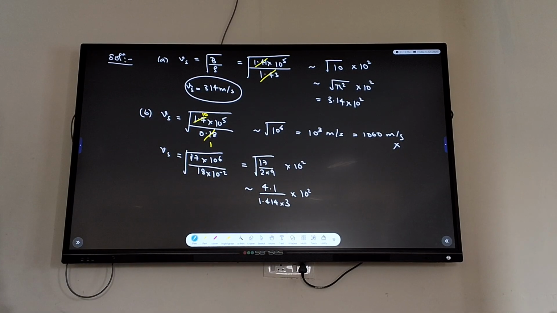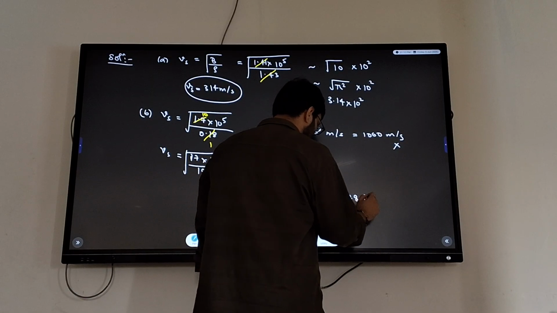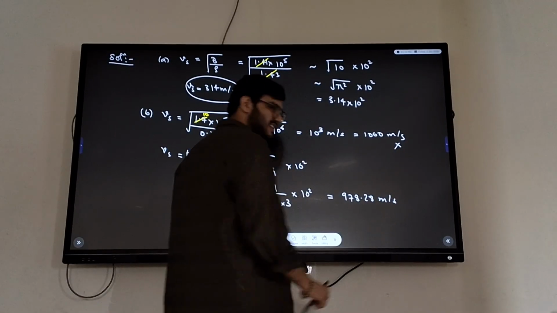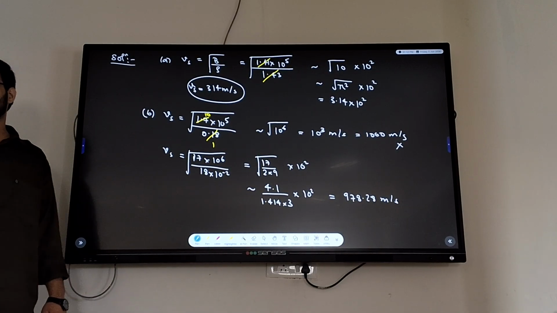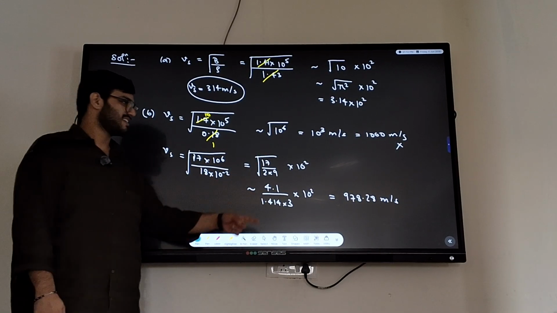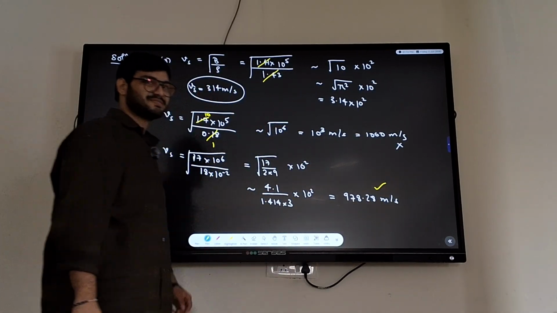हाँ, 978.28. Very good. This is still off, a little off. The answer is 972. But ठीक है, चल जाएगा. This is much more acceptable I think. See, so do the approximation but do it correctly.